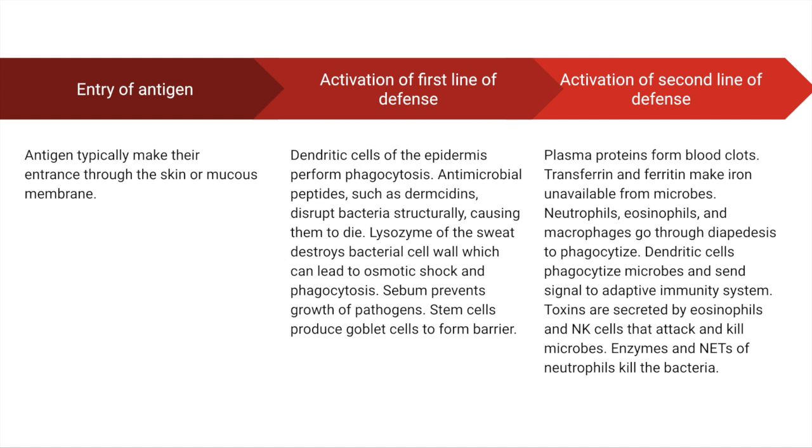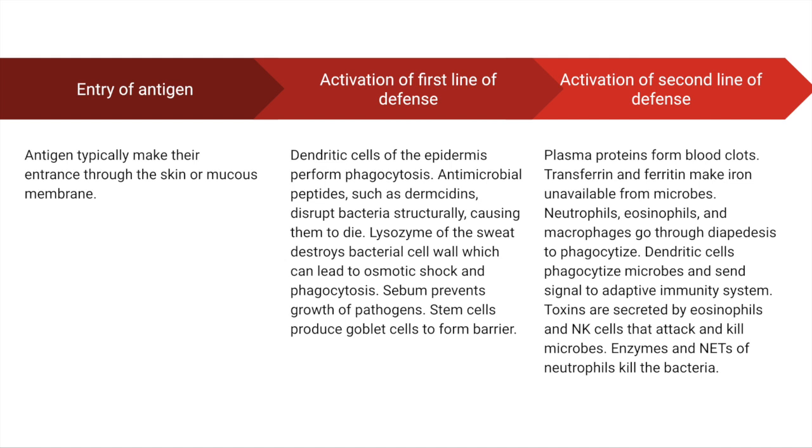Leukocytes, or white blood cells, such as neutrophils, eosinophils, and macrophages, are able to go through diapedesis. Diapedesis is the process of these leukocytes moving out of the blood vessels in order to perform phagocytosis on the antigen invading the body. Another leukocyte, the basophil, can also perform diapedesis, however, it does not perform phagocytosis.